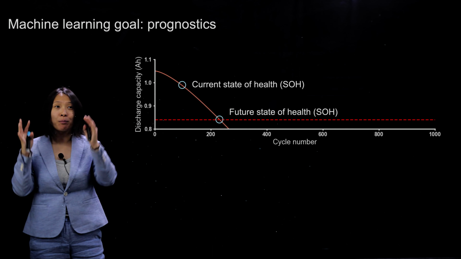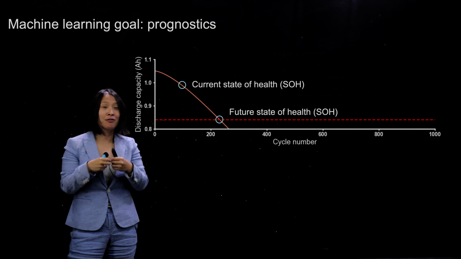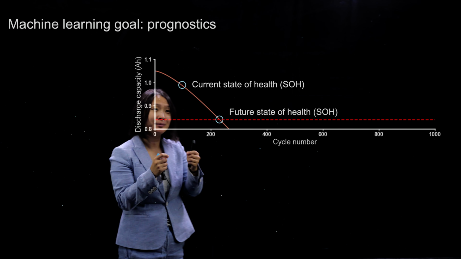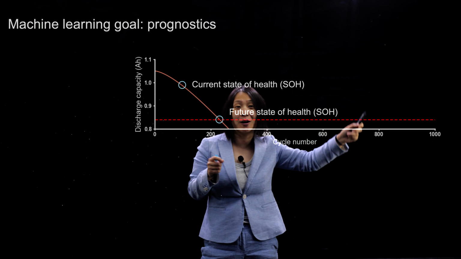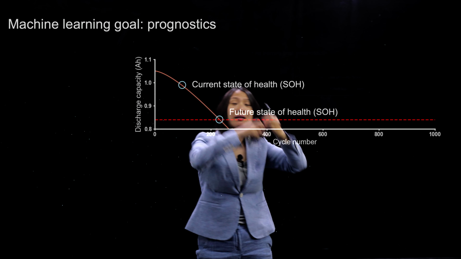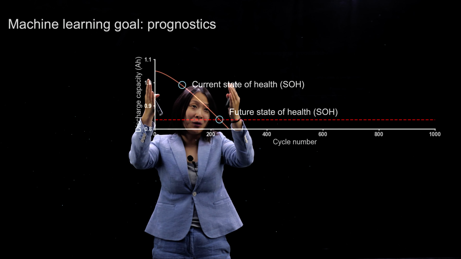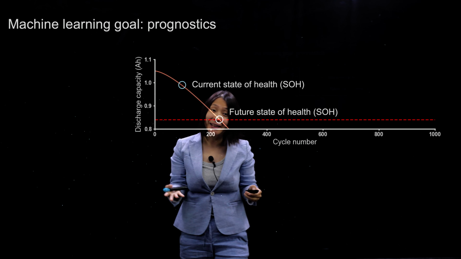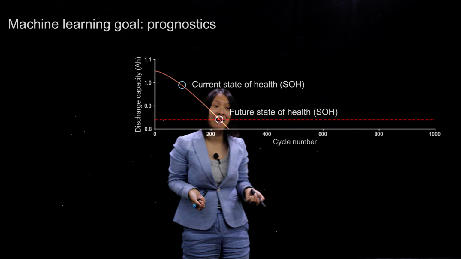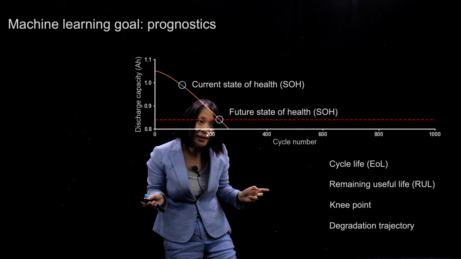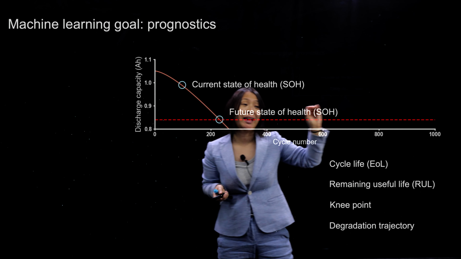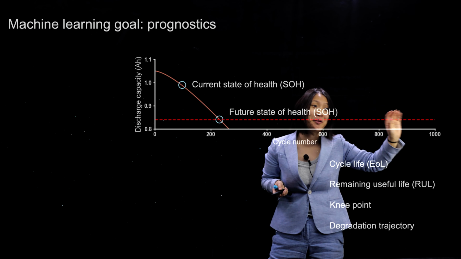So this is an example of battery diagnostics, but often we're also interested in prognostics. In battery prognostics in this type of machine learning study, we're interested in knowing the future state of health of our batteries based on what we know at the current state. So there are many prediction targets. For example, we'll be interested in knowing the battery cycle life, in other words, the end of life point of a battery.